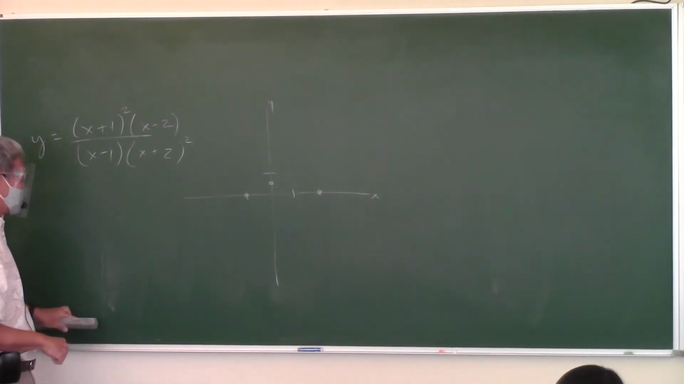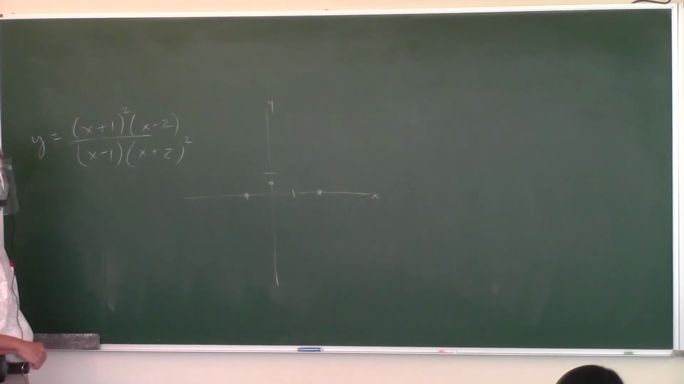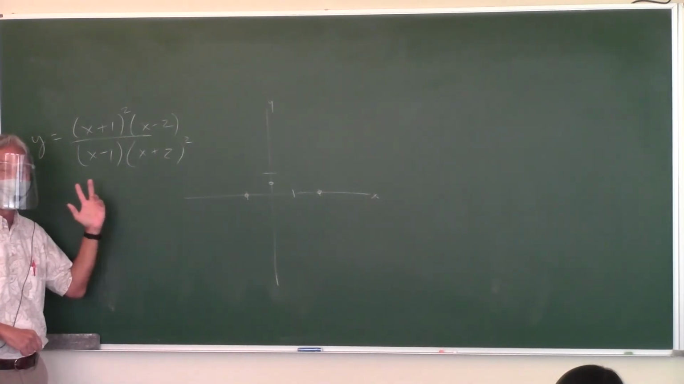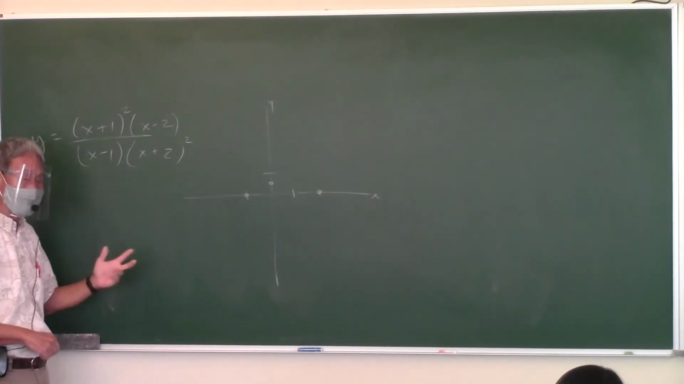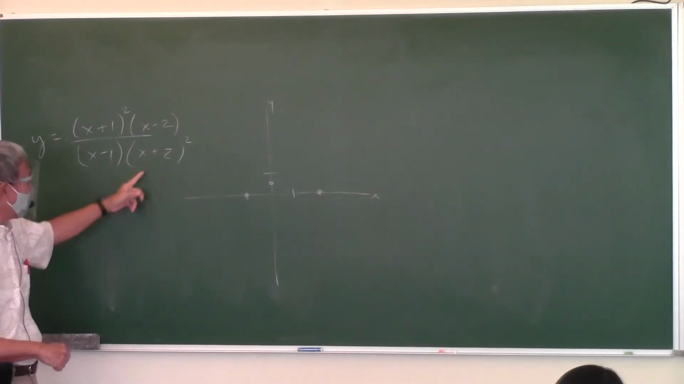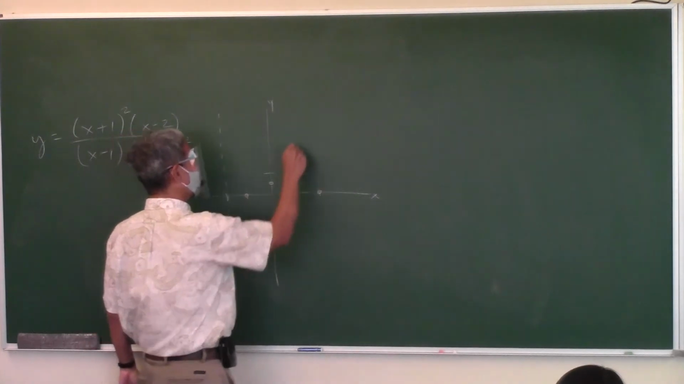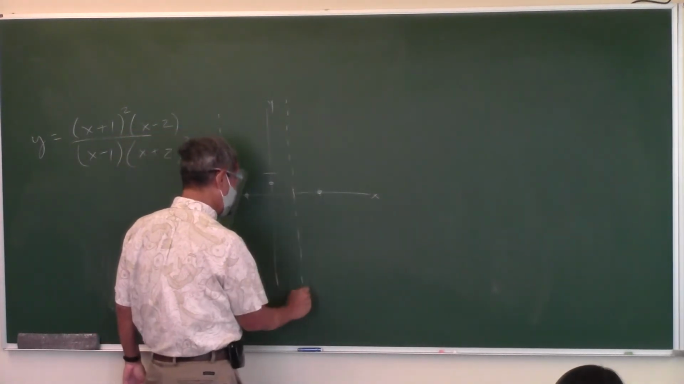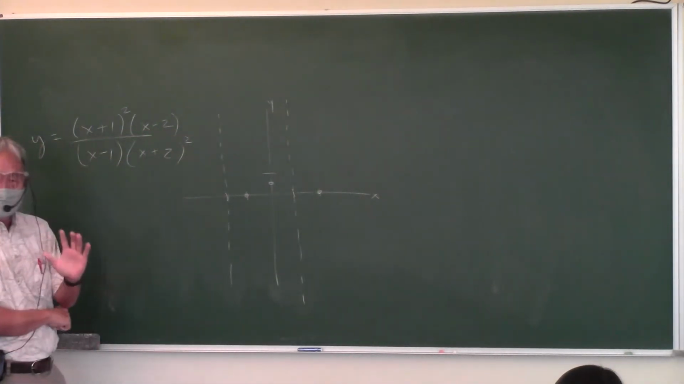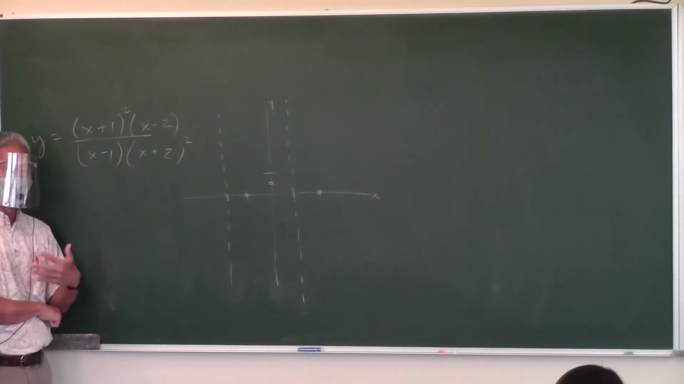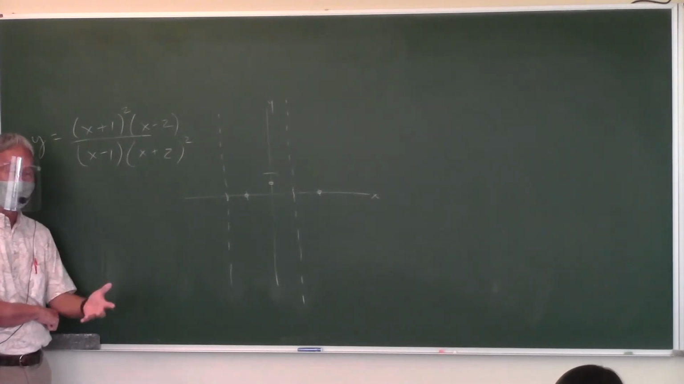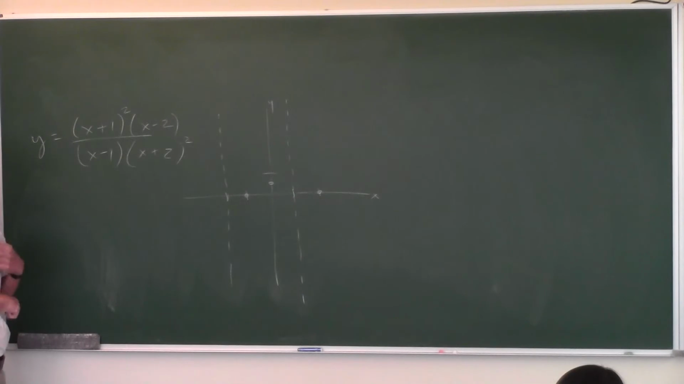Okay, vertical asymptote. When the denominator is 0. What makes the denominator 0? 1 and negative 2. So here's x equals negative 2, and here's x equals 1. Asymptotes are always drawn with dotted lines. Dotted lines means it's not part of the graph. It's just there to help you graph. Horizontal asymptote.